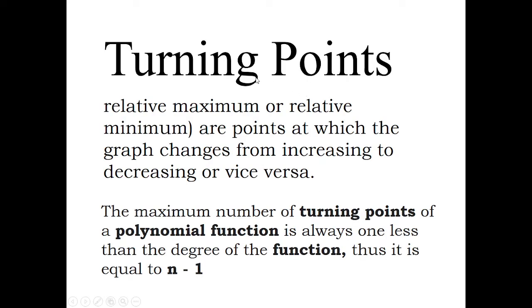So, another important property of a graph of a polynomial function is the turning point. The relative maximum or relative minimum are points at which the graph changes from increasing to decreasing or vice versa. Since it is continuous, the graph of the polynomial function should have a turning point. And it is always 1 less than the degree of the function. Thus, it is equal to n minus 1.